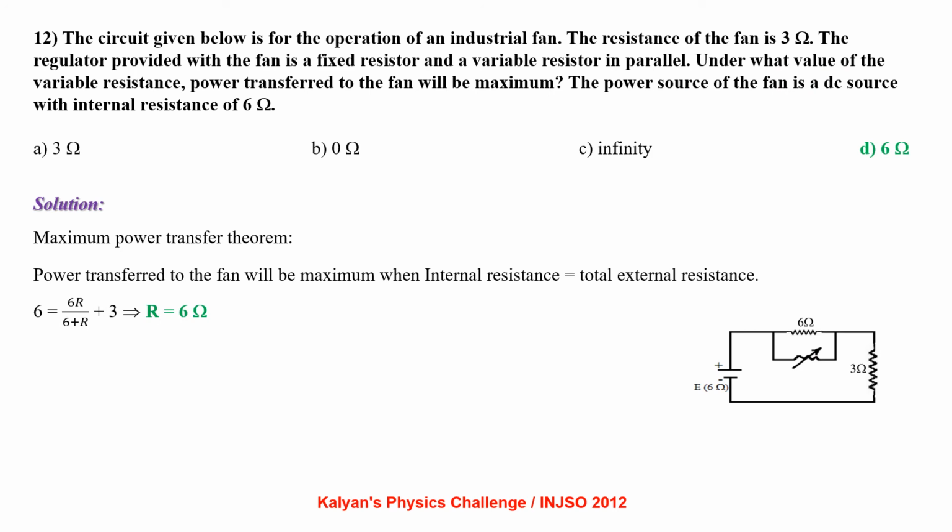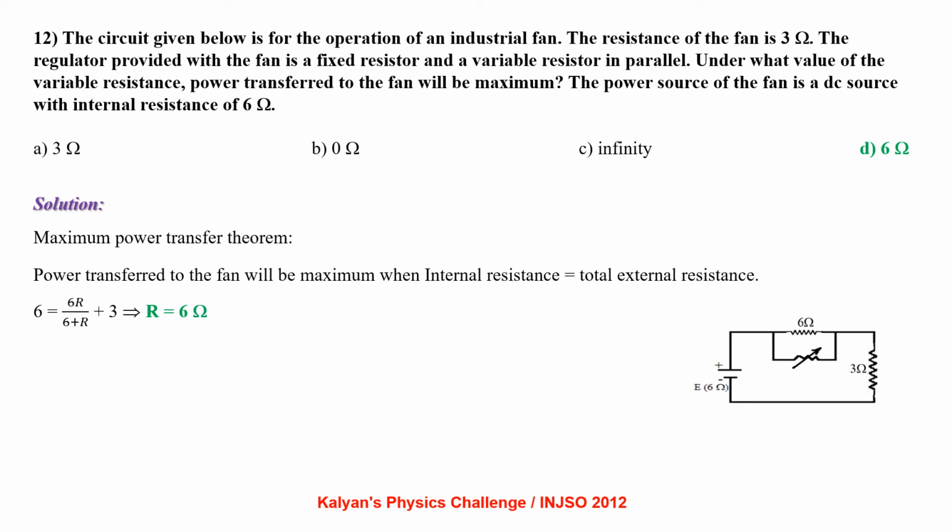The circuit given below for the operation of an industrial fan. The resistance of the fan is 3 ohm. The regulator provided with the fan is a fixed resistor and a variable resistor in parallel. Under what value of the variable resistance, power transfer to the fan will be maximum. The power source of the fan is a DC source with an internal resistance of 6 ohm.